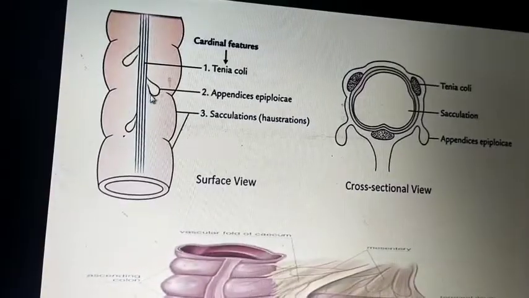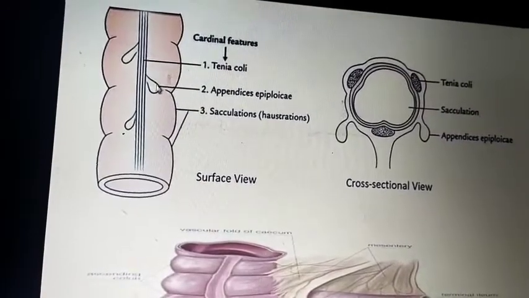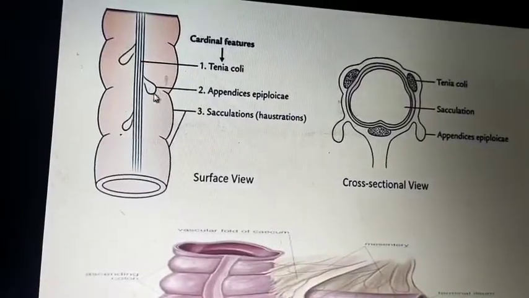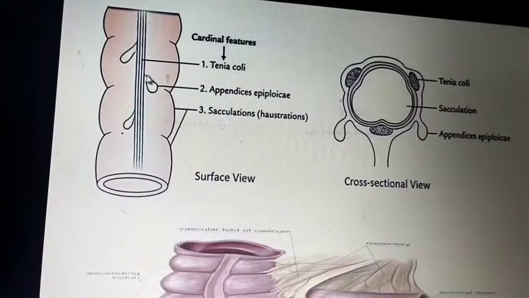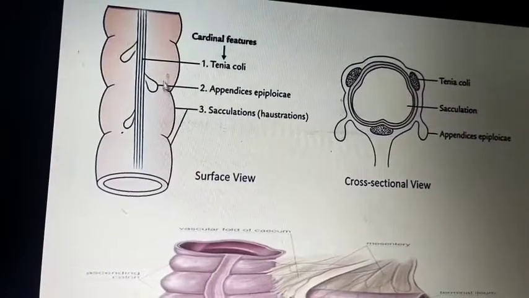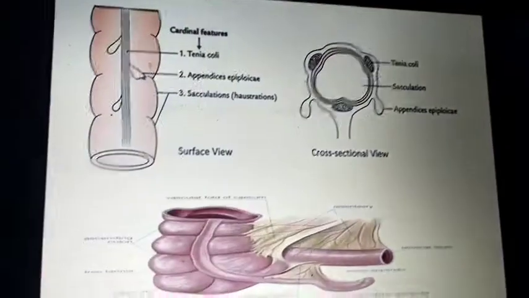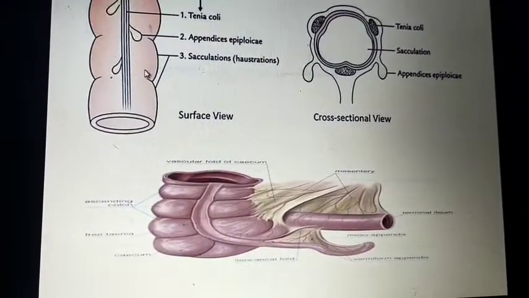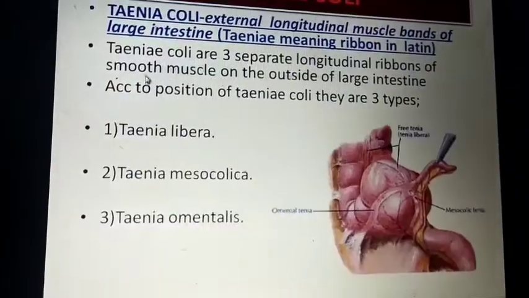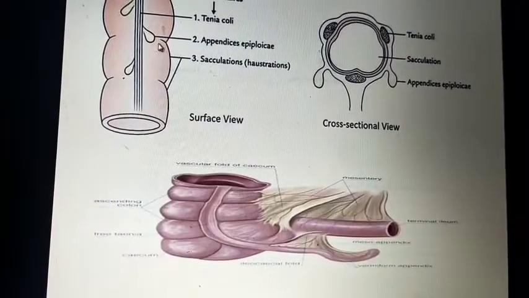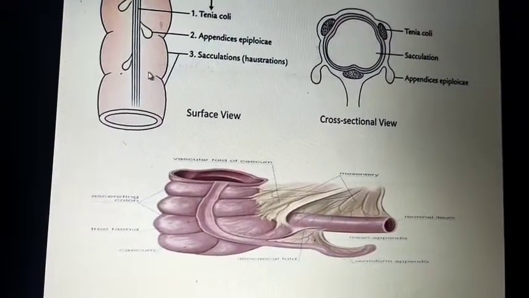And appendices epiploicae, I already explained in the epiploic foramen: epiploa denotes the omentum. Omentum denotes the fat, or the epiploic appendix and the pouch. Appendix means pouch-like structures that contain fat; that is the appendices epiploicae. Then saculations, or you can say haustration, are these sac-like structures of the large intestine.